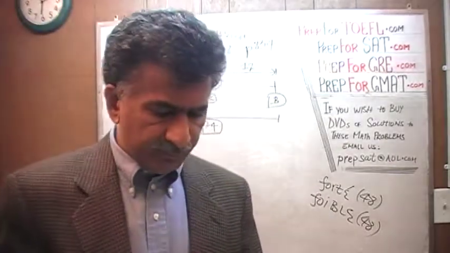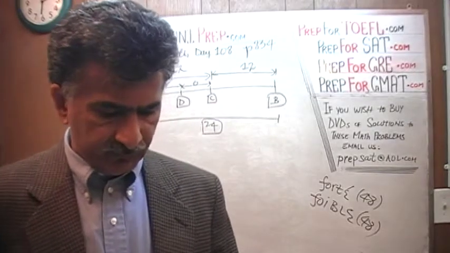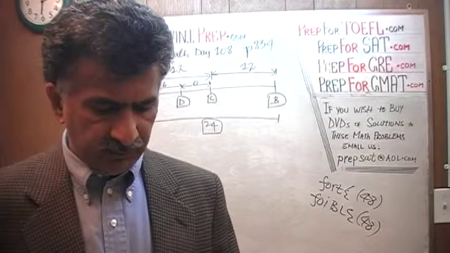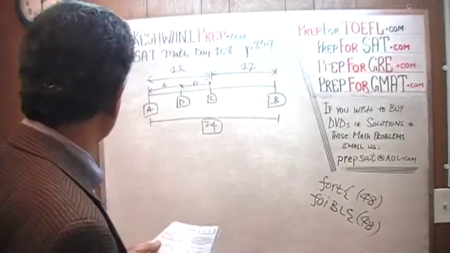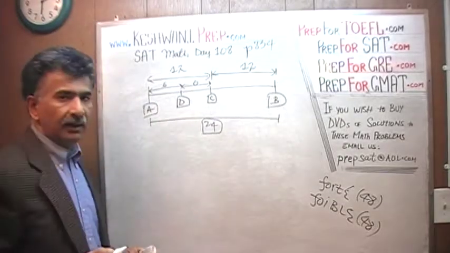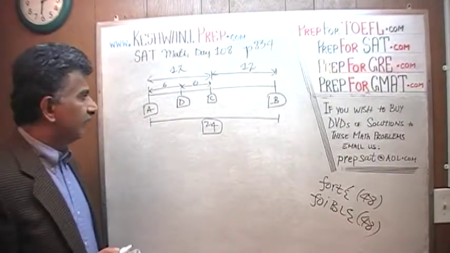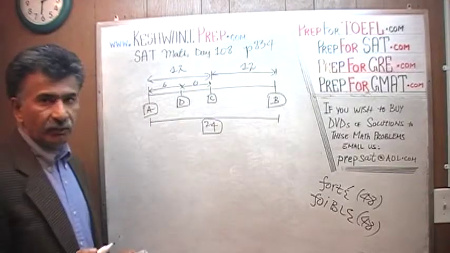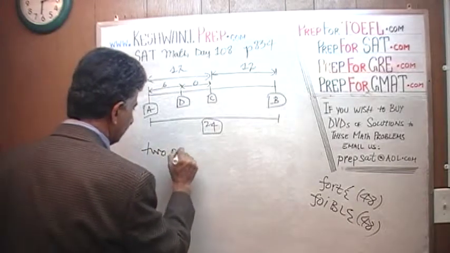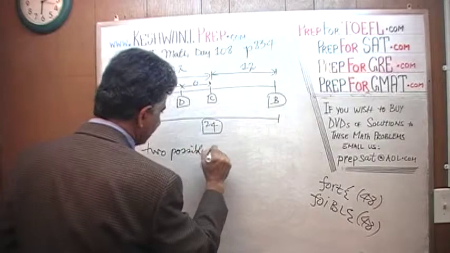If the distance from D to E is 5, what is one possible distance from A to E? D to E. So where's D to E? Here's our D, and now we are told the distance from D to E is 5. So there are two possibilities. There are two possible scenarios.